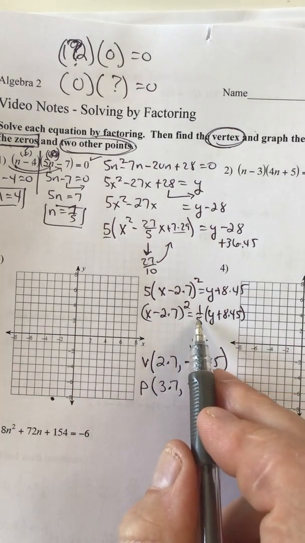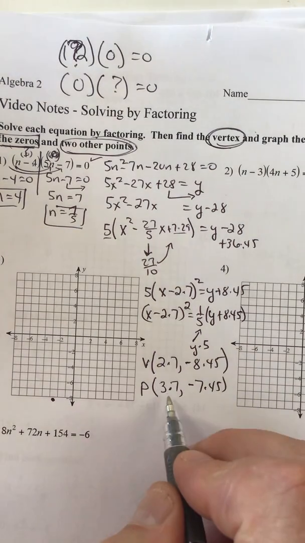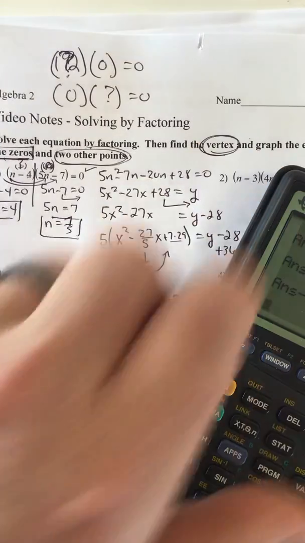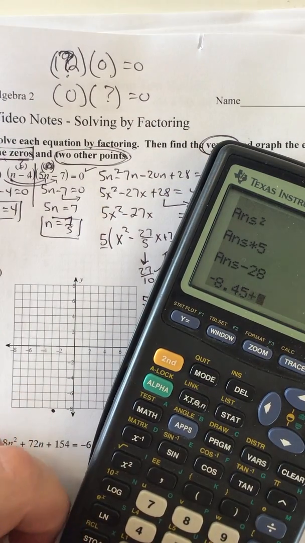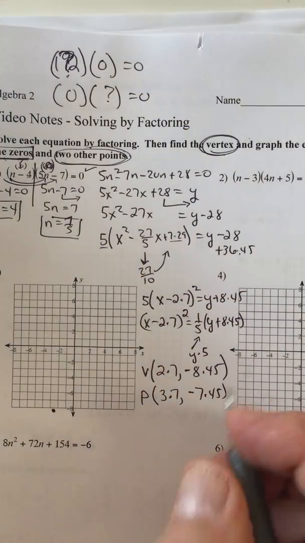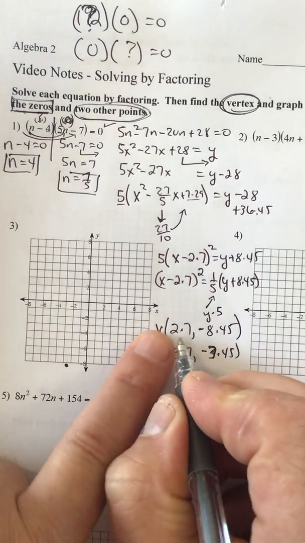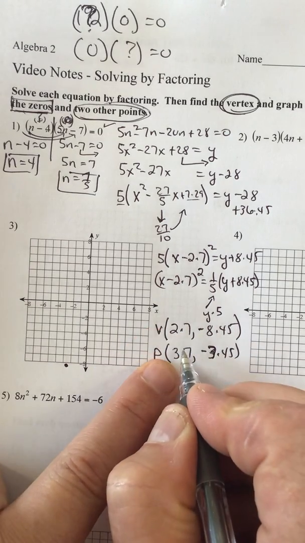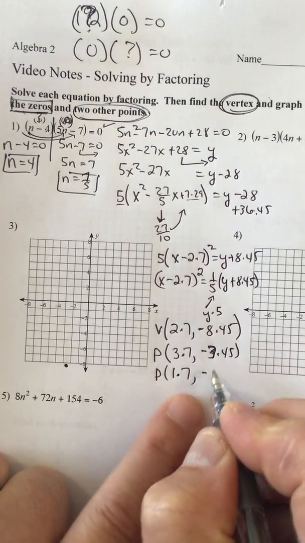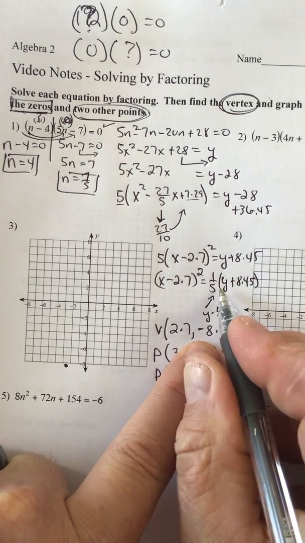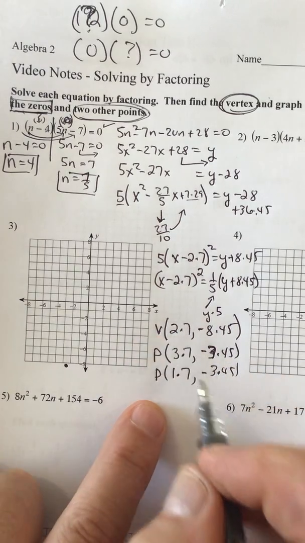Oh, but I don't want to go up 1. I'm sorry, I want to go up 5 because the y's are 5 times taller. So I would have gone over 1, up 5. So negative 8.45 add 5 would be at negative 3.45. And then another point, so that was 1 to the right of 2.7, 1 to the left of 2.7 is 1.7, and then negative 8.45 up 5 will be at negative 3.45 again. Okay, so there's the vertex and 2 points.